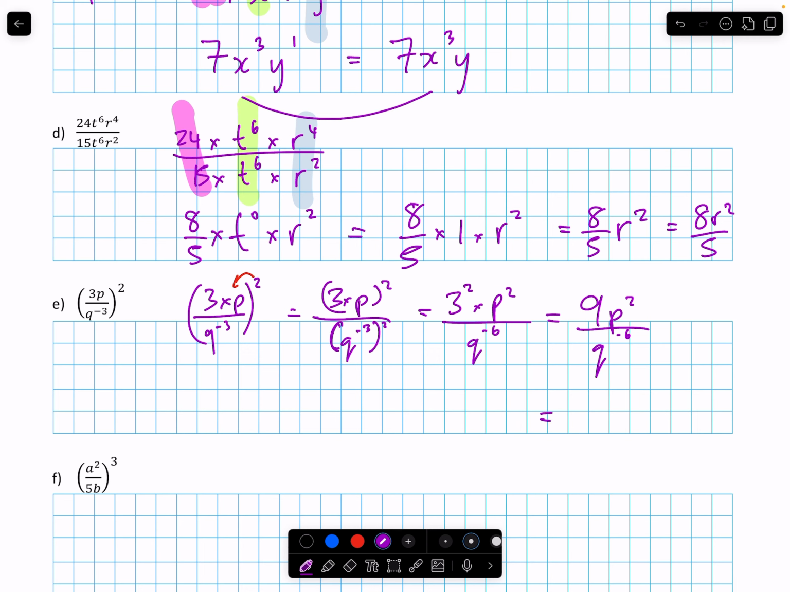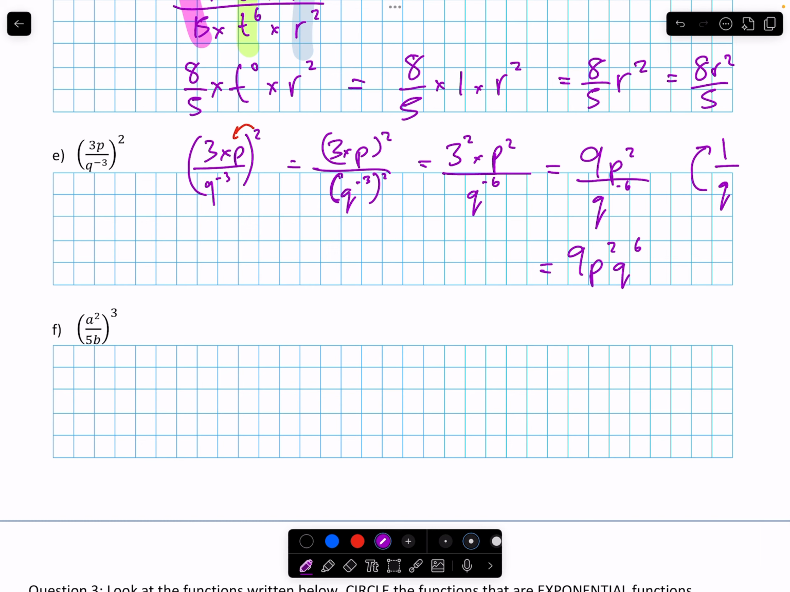And so what does a negative power do? Okay, it flips. Right now you've got 1 over q, but that's to the negative 6, so that's going to flip it up to the top, and it's going to put it to the power of 6, so you're going to have 9 p squared q to the 6.